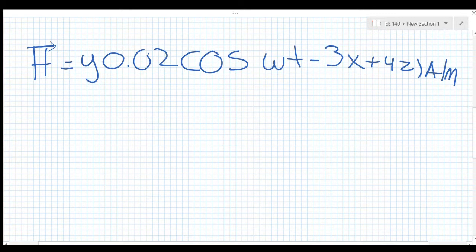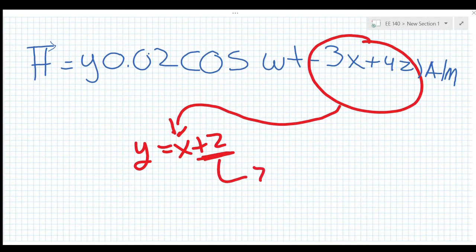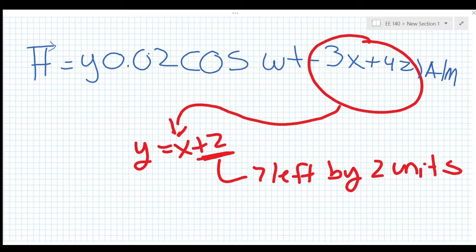I'm going to explain why we write this as negative 3x plus 4z. An example is, say we have a line y equals x plus 2. This line is actually shifting to the left by 2 units, and though it's shifting to the left by 2 units, we write it as positive 2. That's what we're saying here: if it's negative 3x, we're really meaning positive 3x, and if it's 4z, we're meaning negative z.